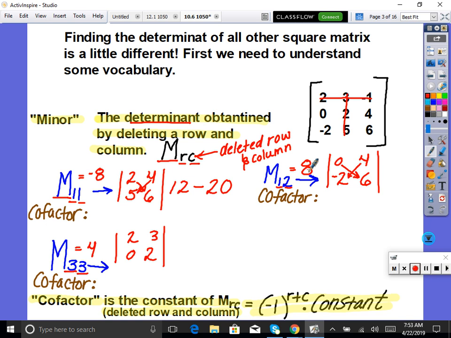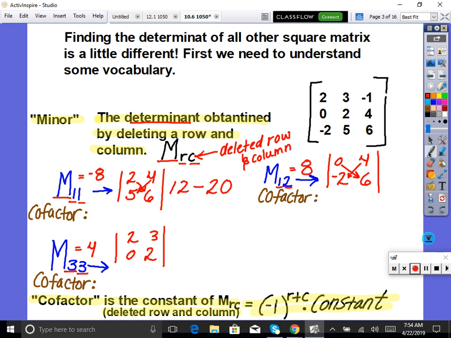That's just the minor. And now the word cofactor. Before I move on to cofactor, does everybody understand how to find minors, deleting rows and columns? Okay, let's go on to the word cofactor down here. A cofactor is the constant of the deleted portion of a row and column. Basically, it's the intersection point.